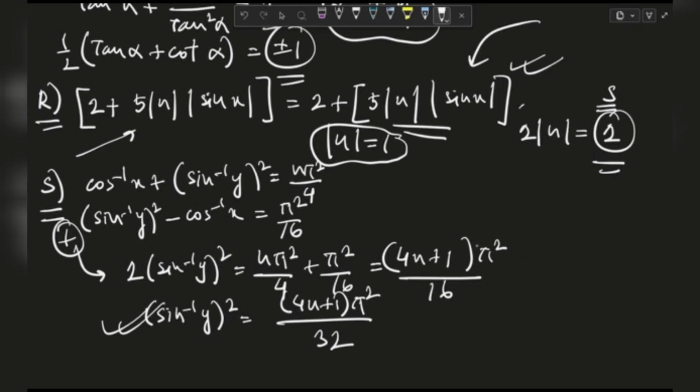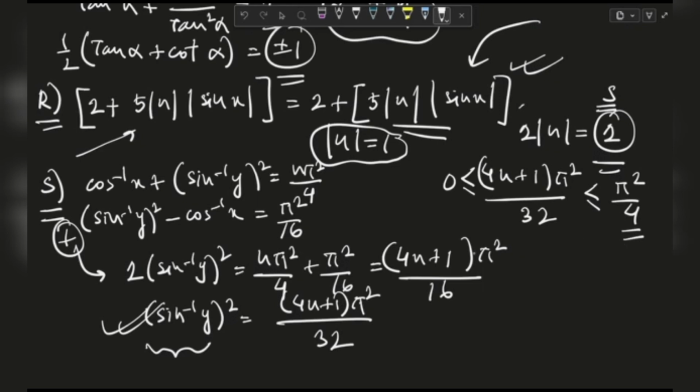So now what we can do is satisfy this particular thing. We will write that (4n plus 1) pi squared by 32, the quantity, will lie between 0 and, because this is squared, pi squared by 4. Basically, because if it was only sine inverse y, this would have been minus pi by 2 to plus pi by 2, but because it is squared, it is 0 to pi squared by 4.